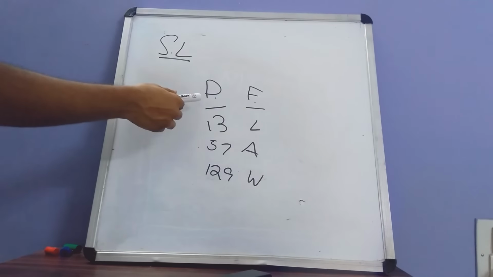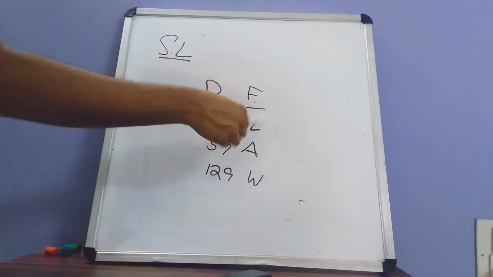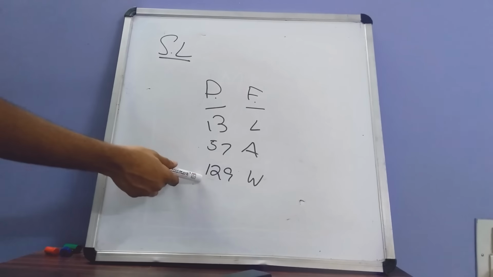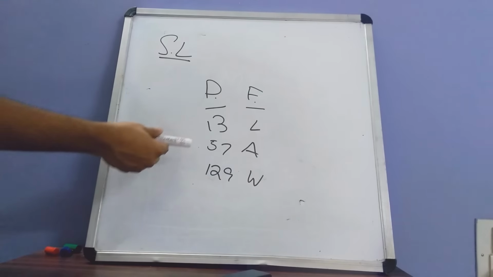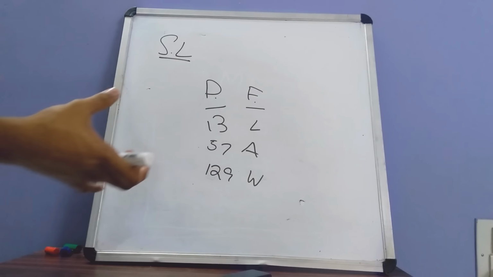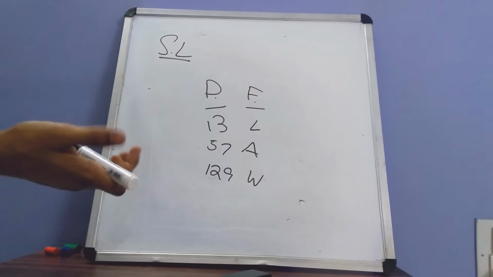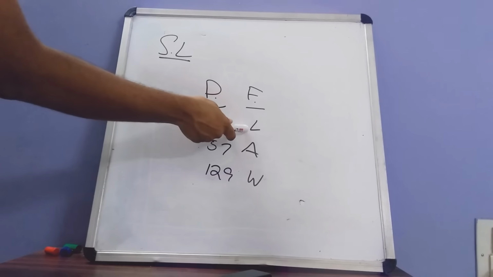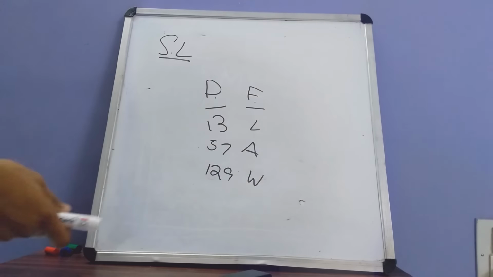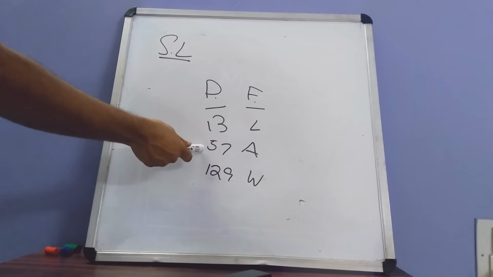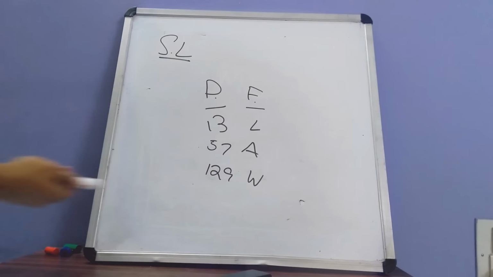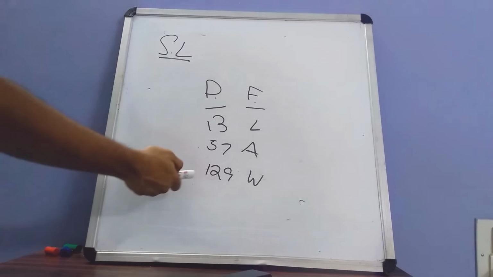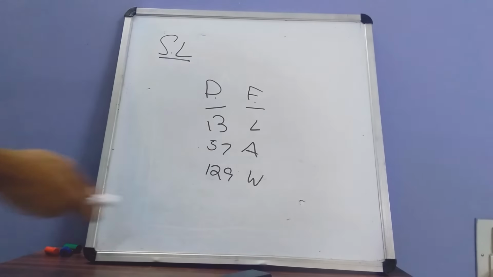Now D refers to the diameter of a fruit and F refers to the type of fruit. All diameters are given in millimeters. So if this is given as the input training data set to a classifier, it should be able to infer that any fruit having a diameter close to 13 millimeters must be a lemon. L is for lemon. Any fruit having a diameter close to 57 millimeters must be an apple. And any fruit having a diameter close to 129 millimeters must be a watermelon.